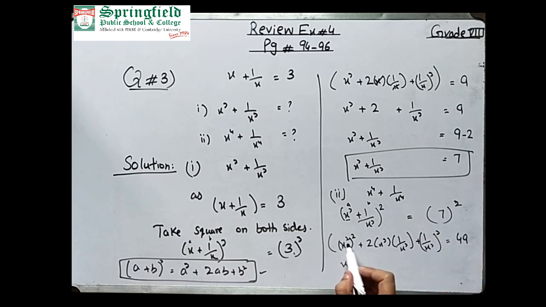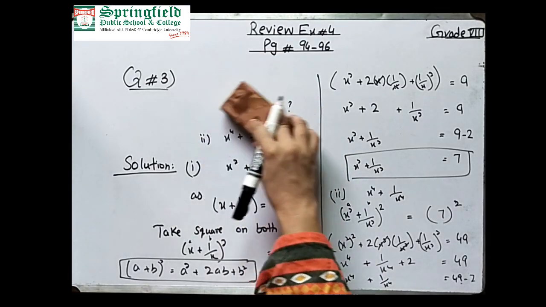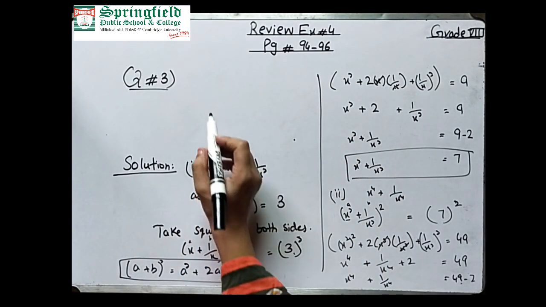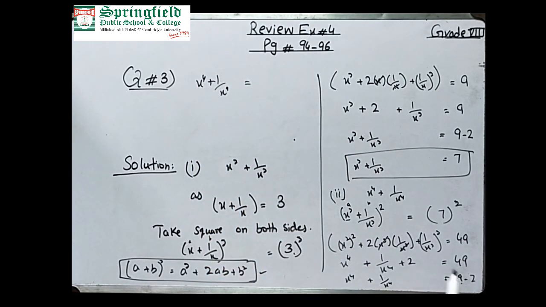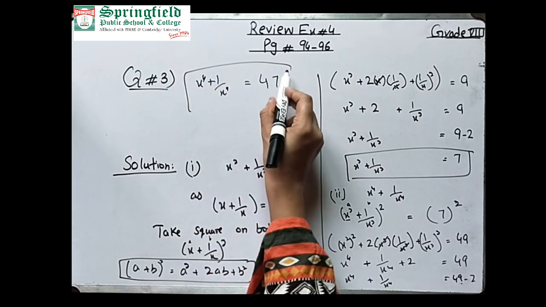Now x square whole square, it means x power 2 whole power 2, 2 to the 4, it will become x4. The square can be cancelled with the square. So x4, plus 2, plus 1 by x4, is 49, and the 2 goes to the other side. So x4 plus 1 by x4 is equal to 49 minus 2, 47. This is your final answer.